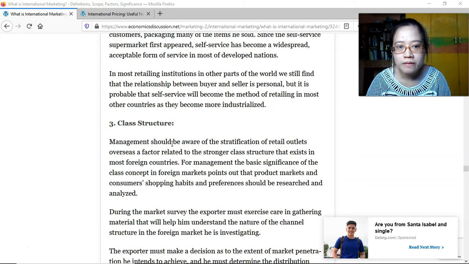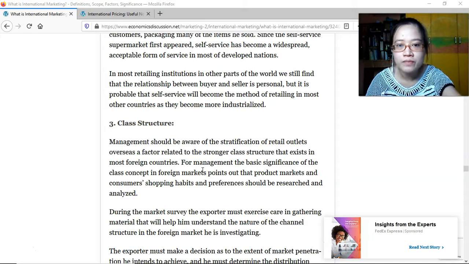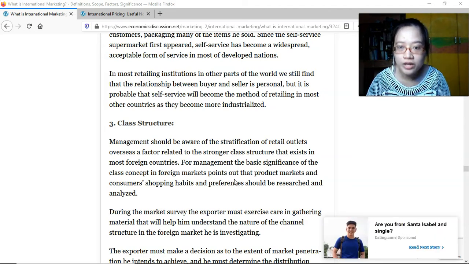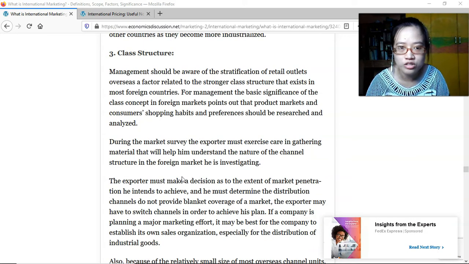Class structure. Management should be aware of the stratification of retail outlets overseas, a factor related to the stronger class structure that exists in most foreign countries. For management, the basic significance of the class concept in foreign markets points out that product markets and consumer shopping habits and preferences should be researched and analyzed. Okay, it's not the same. You have your one country, right? But in different areas, the behavior could be different as well. It's different in the cities, different in the province, right?